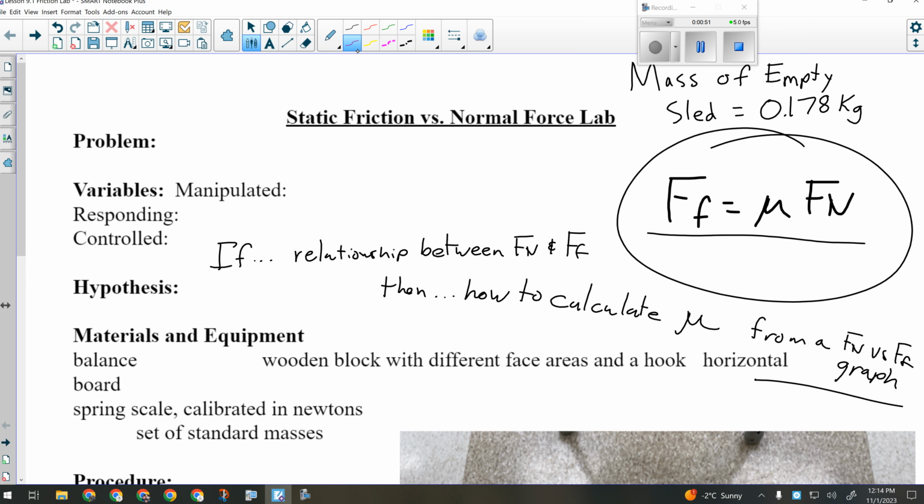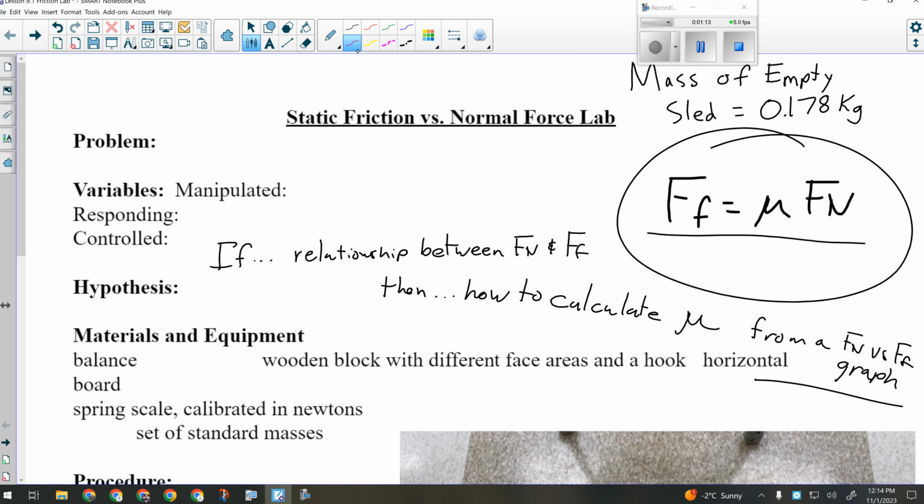So the way this is going to work is you're going to have a box of masses. On the bottom of the box of masses is this sticky stuff that we've put on the bottom of all of them. It increases the coefficient of friction between the box and the ramp, but it will stay the same throughout the entire experiment.